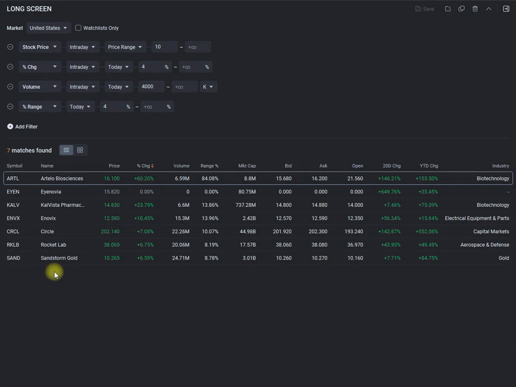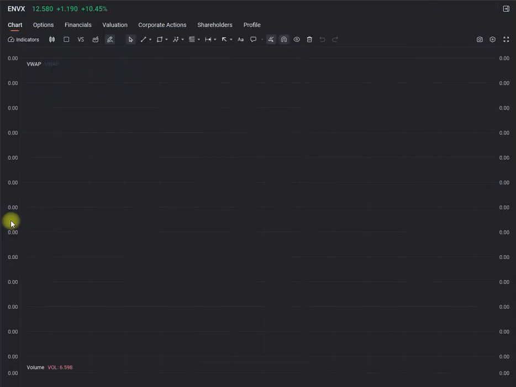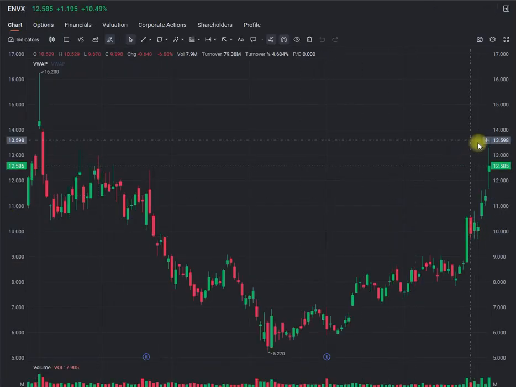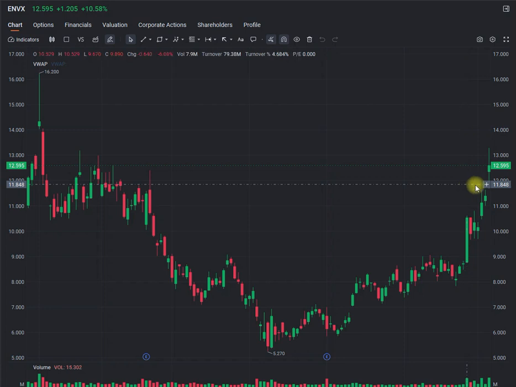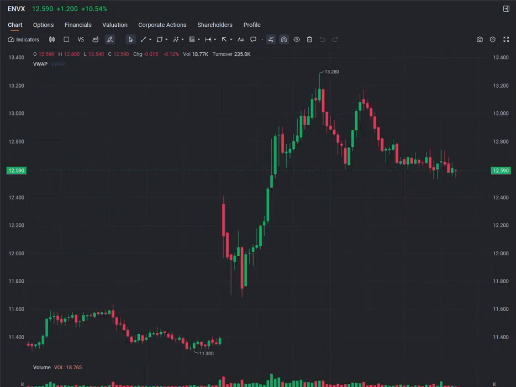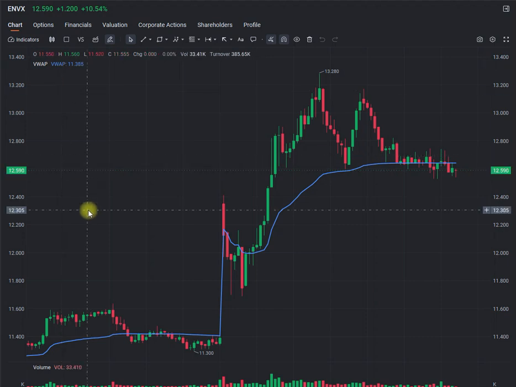Let's go now very fast through this list. Enovix. What's going on here? You can see, based on the daily, it's in the middle of the range. Volume 15 million shares, up 10%. Yeah, the range percentage is also way above 5%. Let's move to the 3-minute bar. Okay, add the VWAP, and now we're in business.